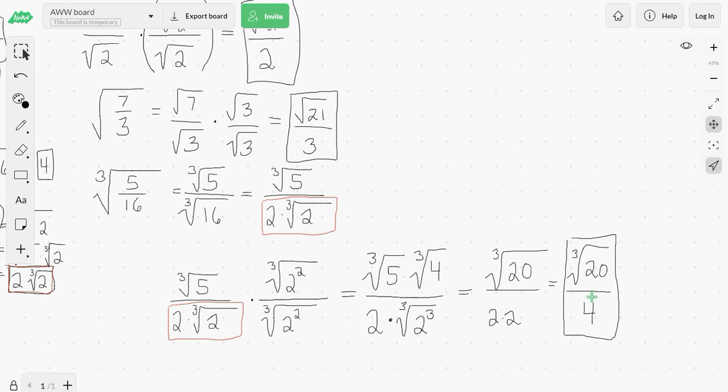So that's it for this video. In the next video, we're going to look at how to combine and simplify radical expressions that contain multiple terms.